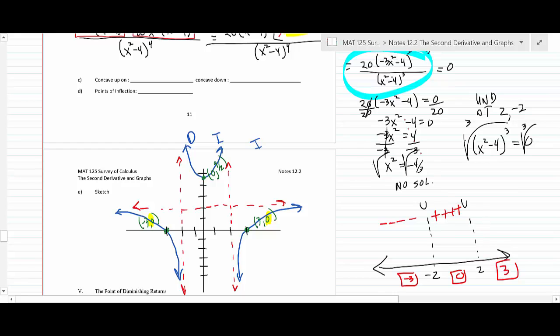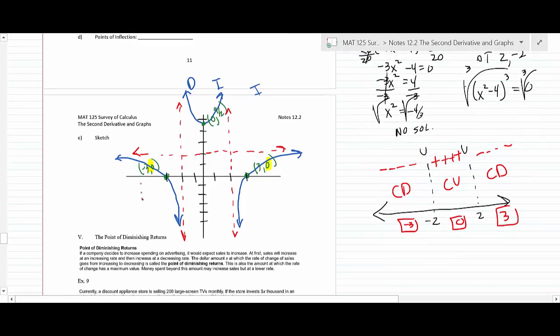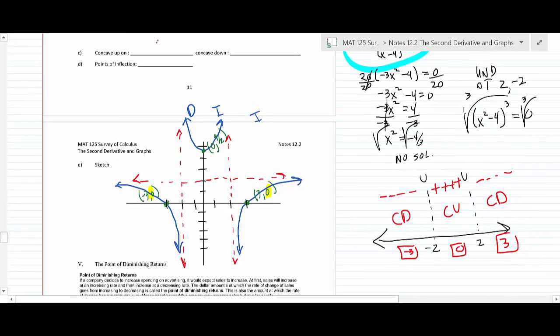If I plug the 3 in, I'm going to get a negative. Well, how did I know that? Well, because I know what the graph looks like, see? Okay, so this means you're concave down, you're concave up, and then you're concave down. Okay, like that. So that would kind of put everything together for us then.